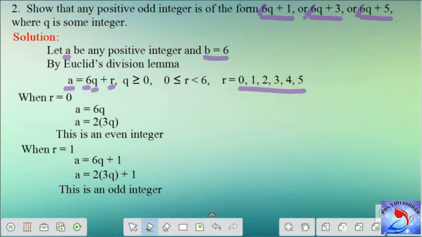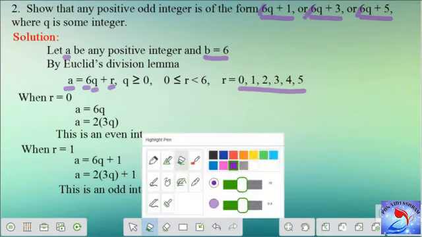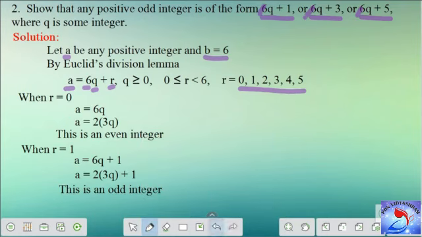For which let me start with r equal to 0. When r equal to 0, a becomes 6q. So a equal to 6q is what we're getting for the value of a. When it is 6q, I'll be able to write it as 2 times 3q. That is, a can be written as 2 into 3q. If any number is able to be expressed as 2 into something, then it is easily understood that it is an even integer. So this tells us that a is an even integer here.